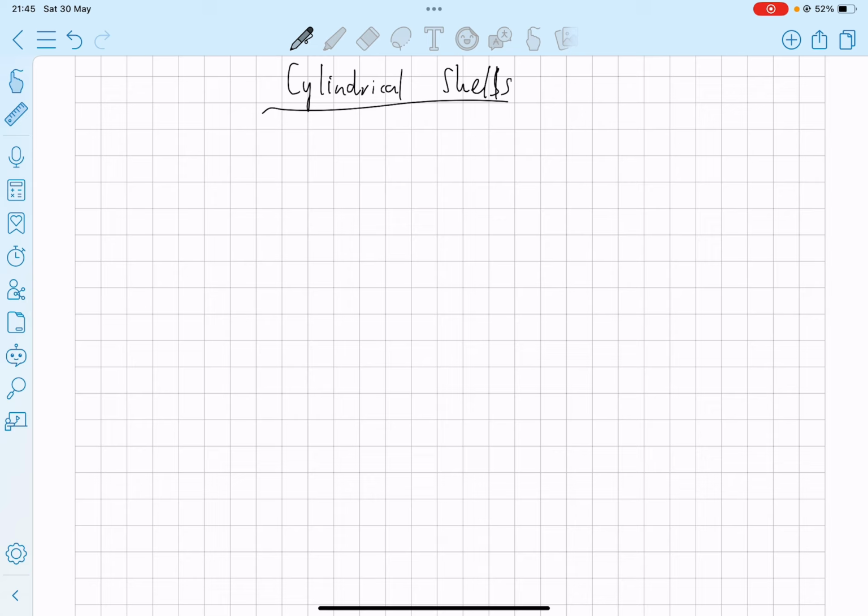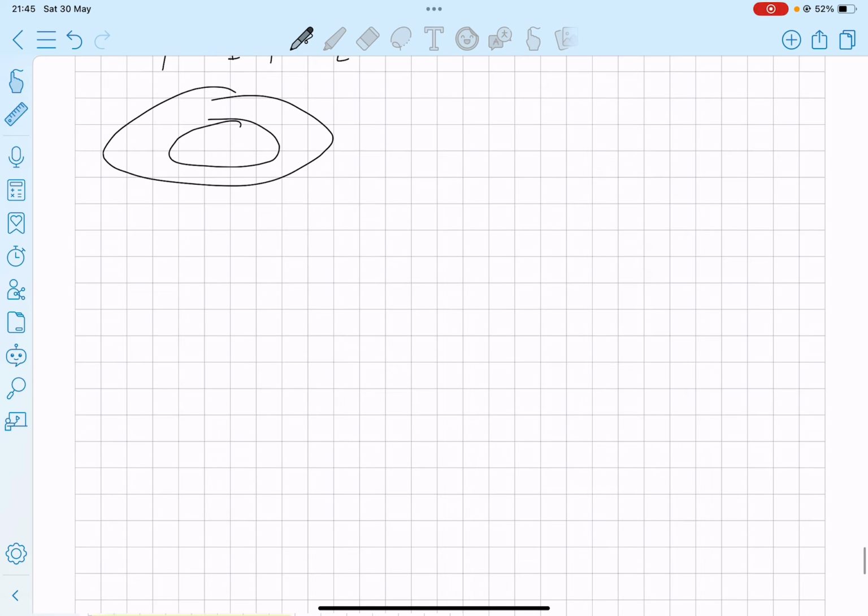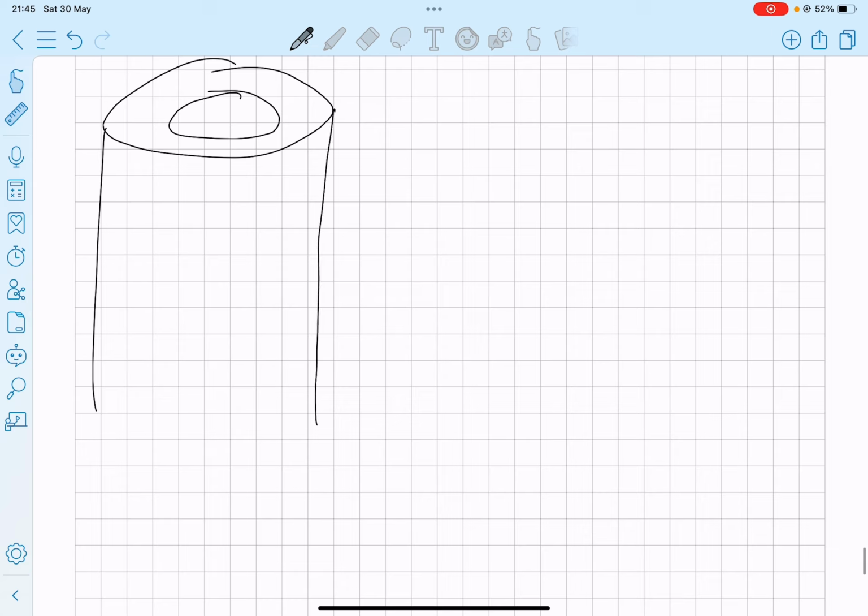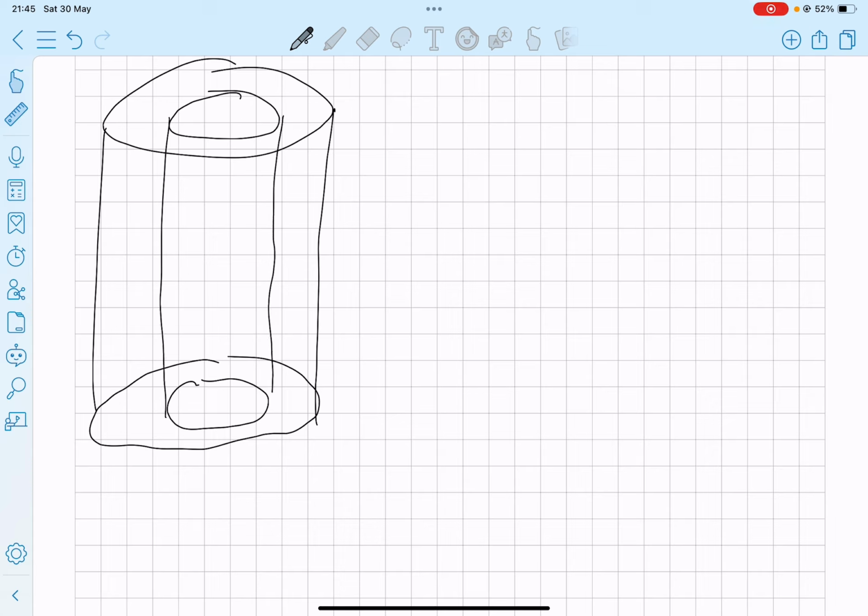Now let's consider a cylindrical shell of height h, where the inner radius is r1 and the outer radius is r2. Let's go ahead and sketch the shape out. We will have a really big circle over here, and then a smaller one inside. We will draw a bigger cylinder and then a smaller one. Connect these two circles, and we have the smaller cylinder inside and the bigger cylinder outside.